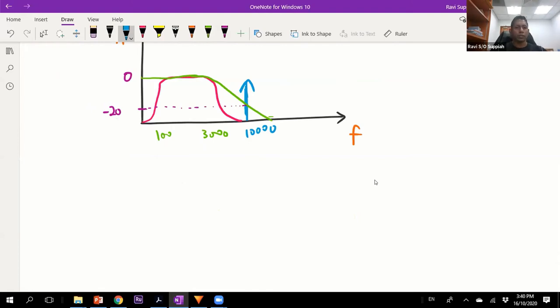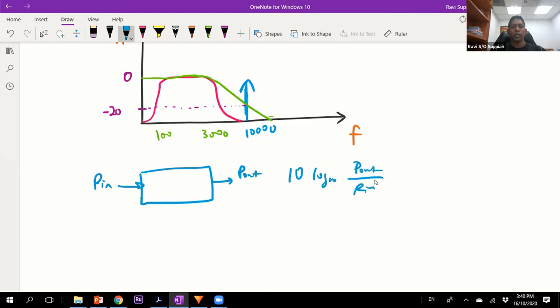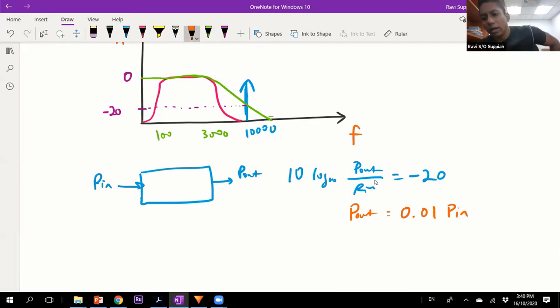If I were to draw the system, I have input power and output power. So 10 log base 10 of P out over P in, if I want it to be minus 20 dB, and I calculate this, I will get the ratio that P out is equal to 0.01 of P in. That means the output is 1% of the input power. Output power is 1% of the input power.